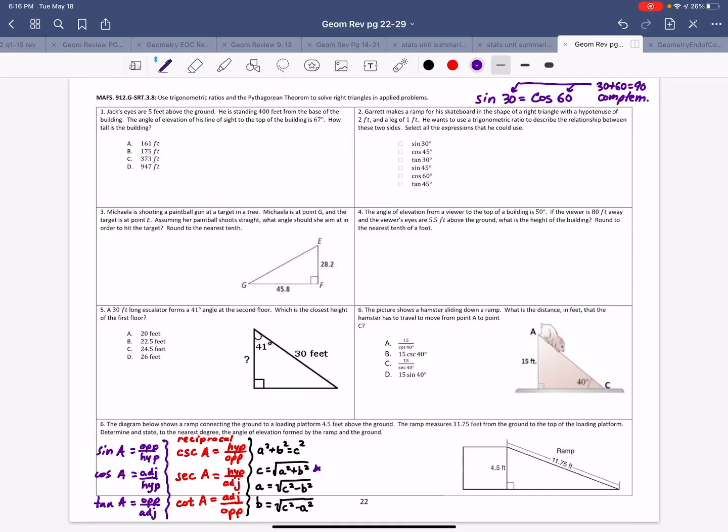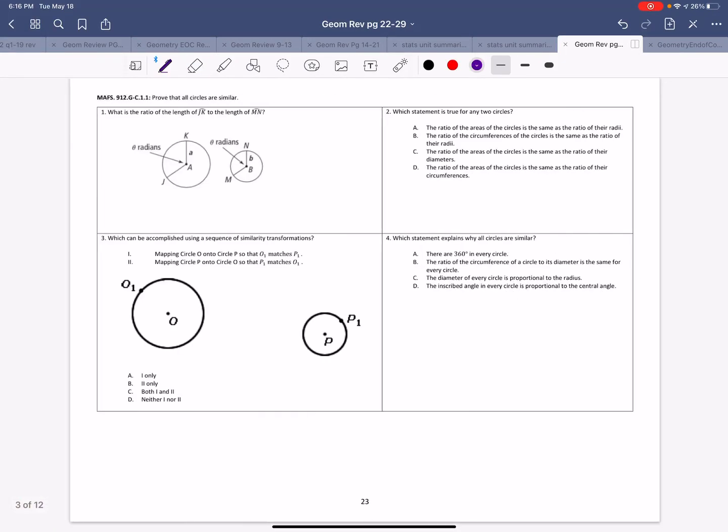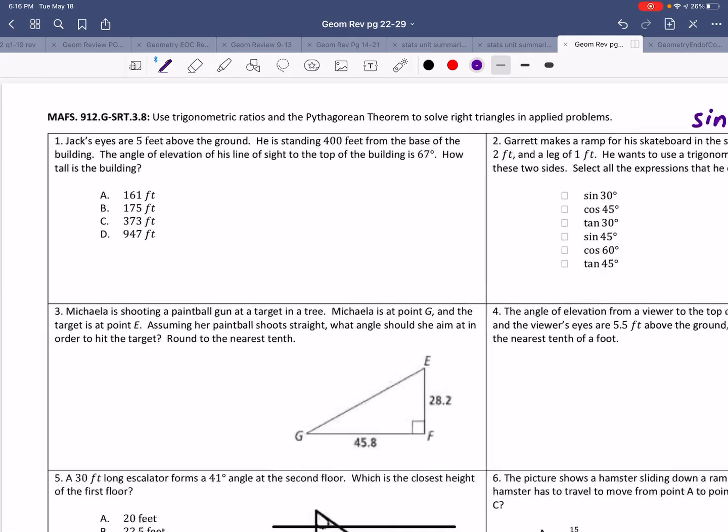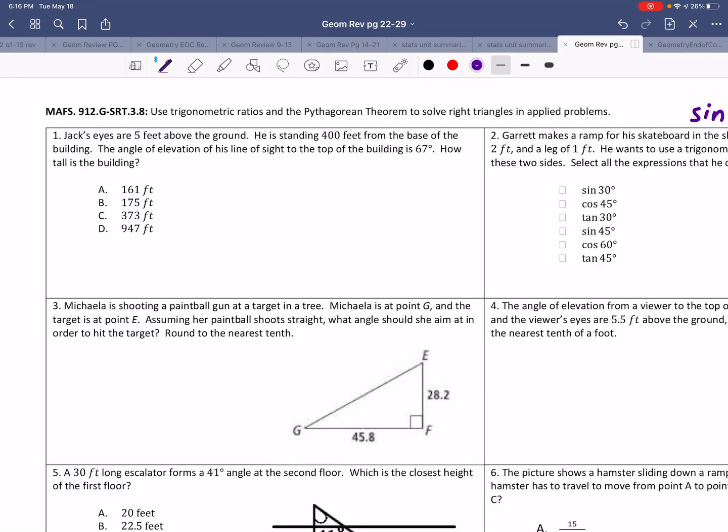Hey guys, this is the video for 22 and 23. Now we did this in class, but maybe you were taking the bio exam, so I'm going to bring you back through it. It says use the trig ratios and Pythagorean theorem to solve right triangles in applied problems.